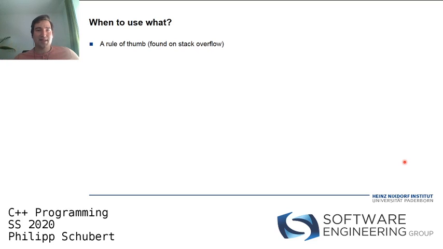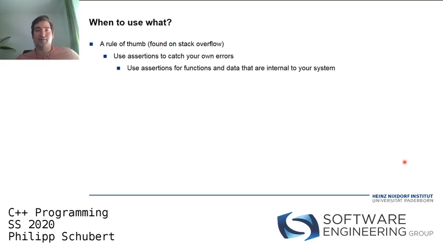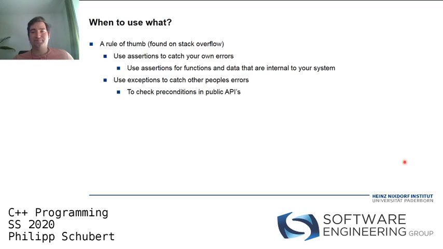So when to use what as a rule of thumb? It's difficult, first of all, but I found the following good post on Stack Overflow which discussed when to use what. So use assertions to catch your own errors, the errors you are responsible for. So use assertions for functions and data that are internal to your system, where you are in charge and responsible. Then you should use assertions to catch those errors. Use exceptions to catch other people's errors. That probably also makes sense. So wrap calls to public APIs in exceptions maybe. If you have an API that receives user data and you cannot be sure what the user provides, you probably wish to wrap that in a try block and make use of exceptions.